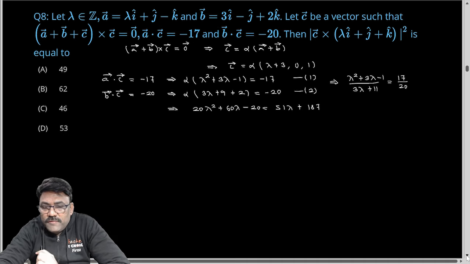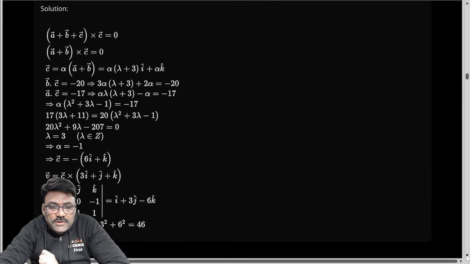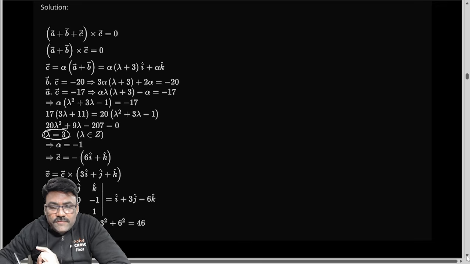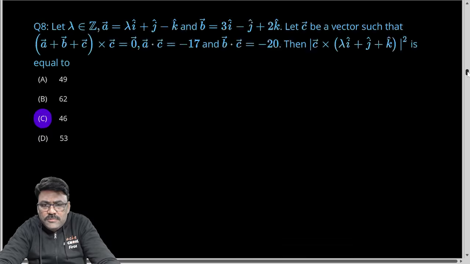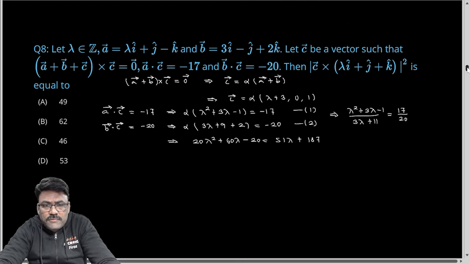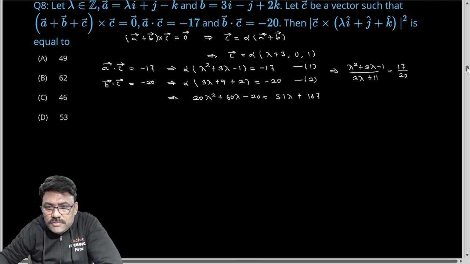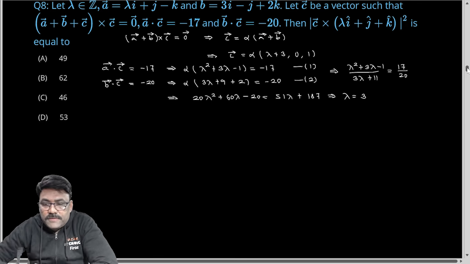It will give you two values of lambda. But they have given that lambda is an integer, so you will consider only the integral value of lambda. When you solve this equation, ultimately you will get two values of lambda, one integral, one non-integral. The integral value of lambda you will get is 3. In fact, the equation you can easily solve. It's a quadratic equation, so I'm not wasting my time here. When you solve this equation, you are getting lambda equal to 3.